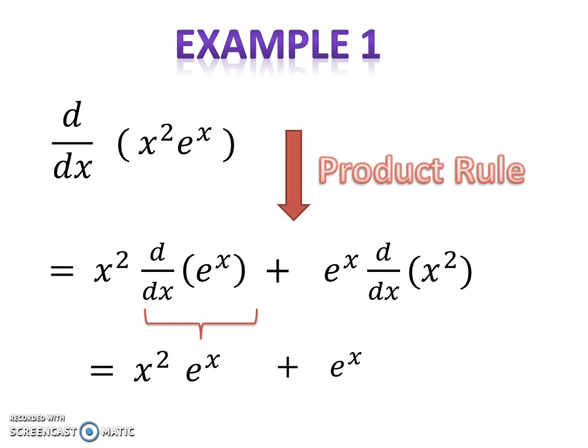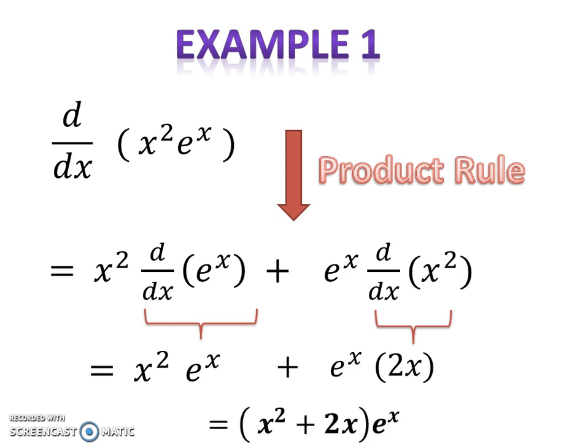I hope you can recall how to differentiate x squared. Bring down the power 2 and then the power minus 1, so you get 2x. Now, all your answers must be simplified. You can see there is e power x on both sides, so you just factorize it out and you get the following. So far so good. There is nothing new here. We are just applying the fact that when you differentiate e power x, you must get back e power x.